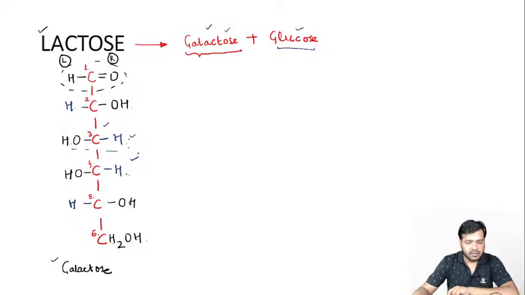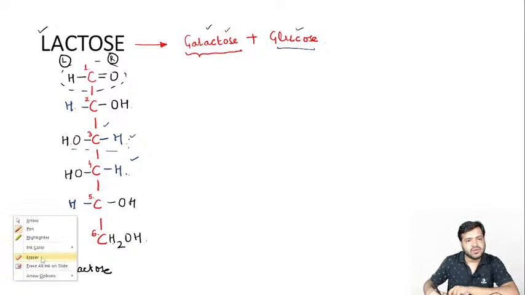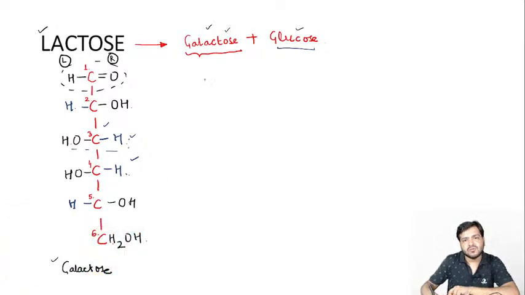So yes, we have drawn the structure of galactose. Now moving on to the structure of glucose. Glucose structure is very easy. I have already told you we have to draw the 6 carbon compound.